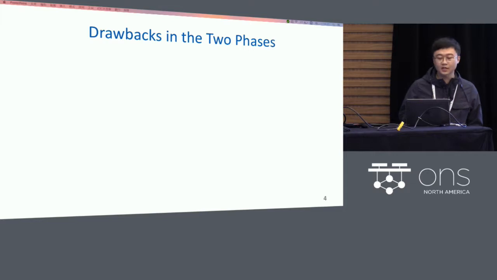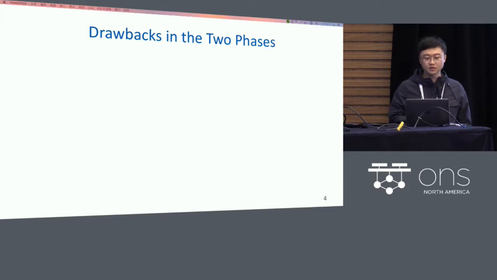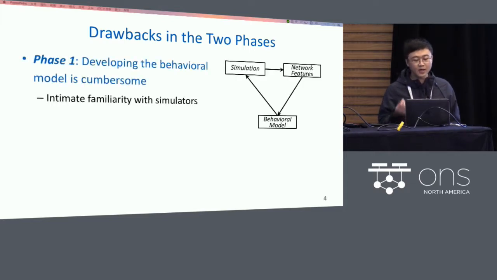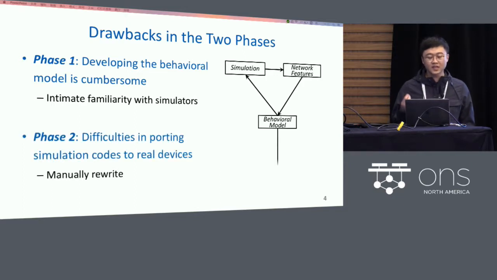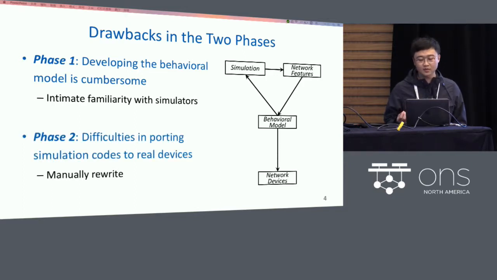However, there are two drawbacks in the above phases. For the first phase, developing the behavior model is time-consuming and error-prone, and even worse, requiring intimate familiarity with the simulators, which tends to be a steep learning curve. For the second phase, tightly coupled with the specific simulator, behavior model is difficult to be ported to real-world networks.